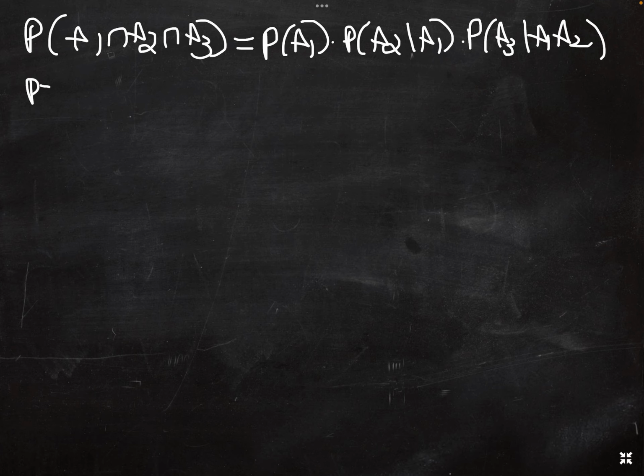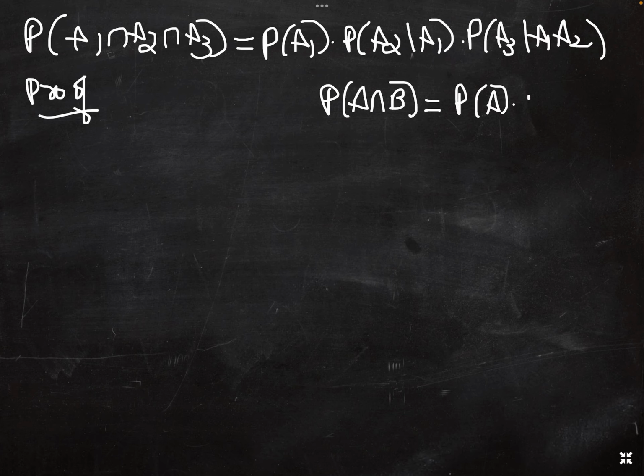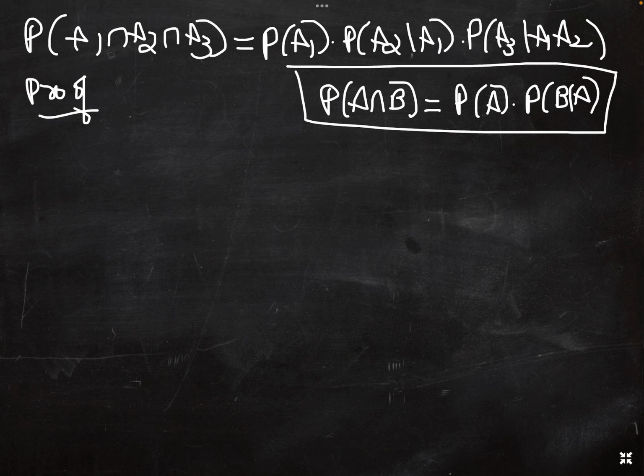Proof. We know the multiplication theorem for two events: probability of A intersection B is equal to probability of A into probability of B given A. And we have to prove that the probability of A1 intersection A2 intersection A3 is equal to P of A1 into P of A2 given A1 into P of A3 given A1, A2.